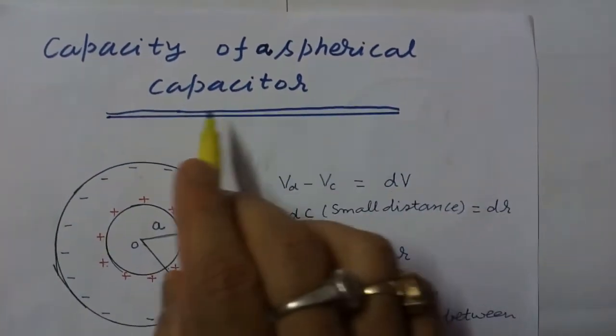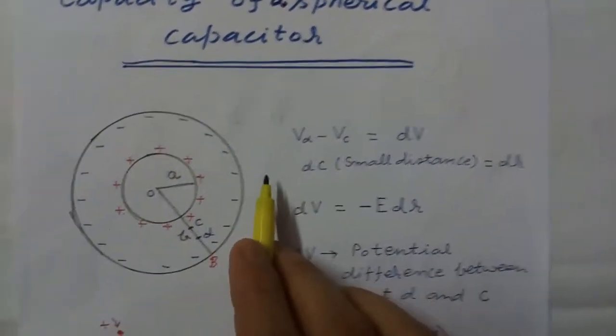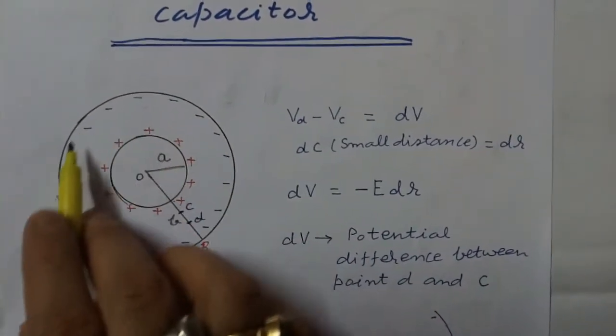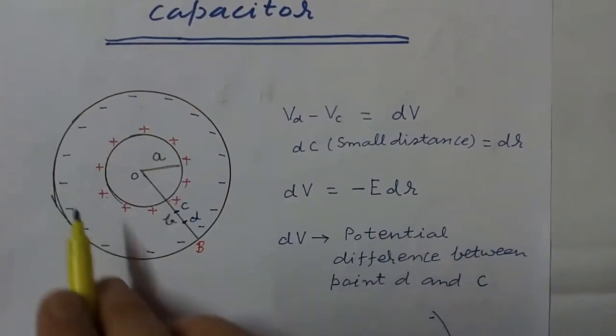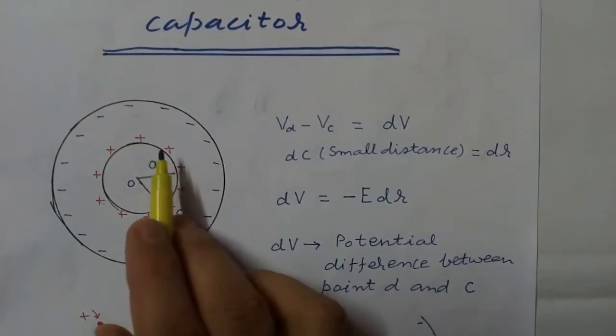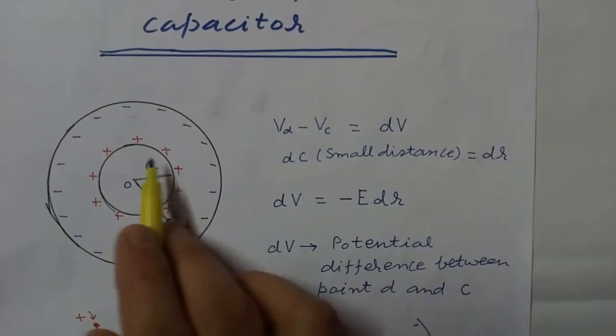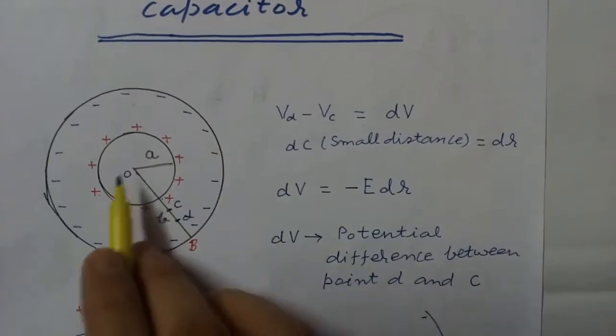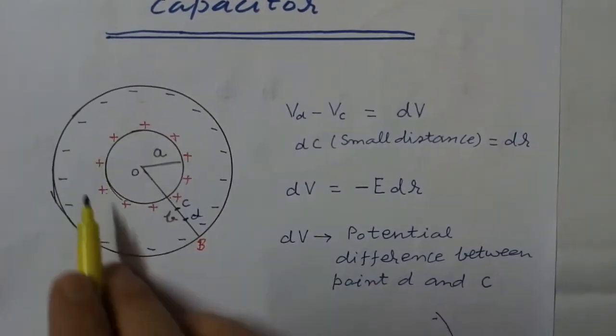Capacity of a spherical capacitor. A spherical capacitor consists of two hollow spheres. One smaller sphere is inside the bigger hollow sphere. Their centers are the same, so they are concentric.